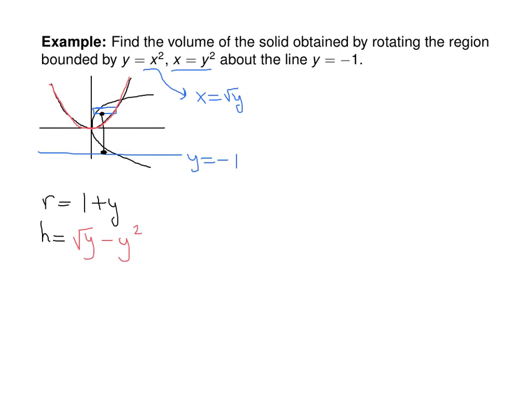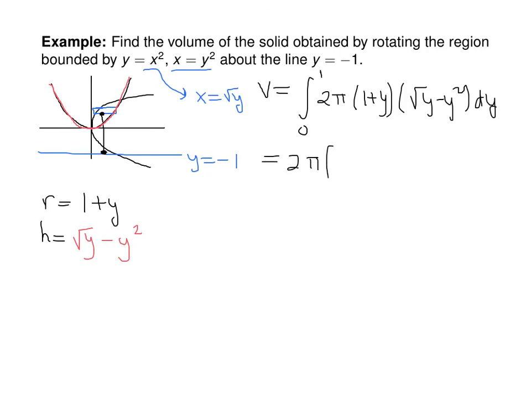Now let's find the volume. The volume will be given by the integral from 0 to 1. So circumference, height, thickness. The circumference will be 2 pi r, or 2 pi times (1 plus y), times the height, which is root y minus y squared dy. Or 2 pi times the integral from 0 to 1. And we distribute, we end up with root y minus y squared plus y to the 3 halves minus y cubed dy.